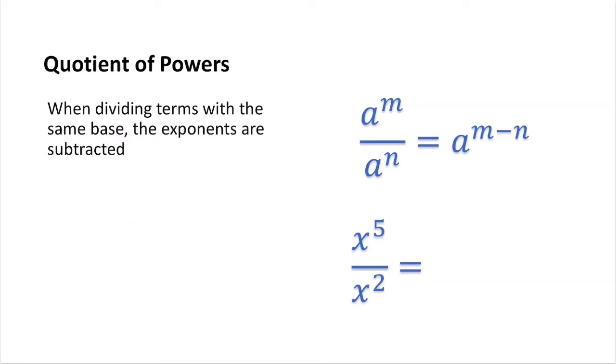Let me remind you of this important property of exponents that we talked about in the properties of exponents video. When we're dividing terms with the same base, the exponents are subtracted. So remember, we said a to the m over a to the n equals a to the m minus n. So here's an example. If we have x to the fifth over x squared, that's going to be x to the 5 minus 2, which is equal to x to the third. So that's how you find the quotient of powers.